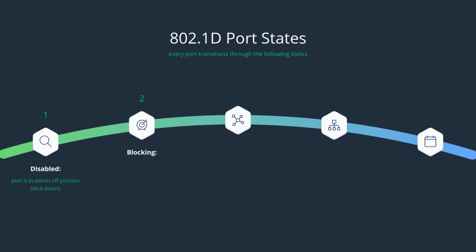State 2, blocking. The port is enabled, but it's not forwarding traffic to prevent loops. However, it still is receiving BPDUs from other switches. The switch doesn't modify its MAC address table in this state. It's just listening for topology information.